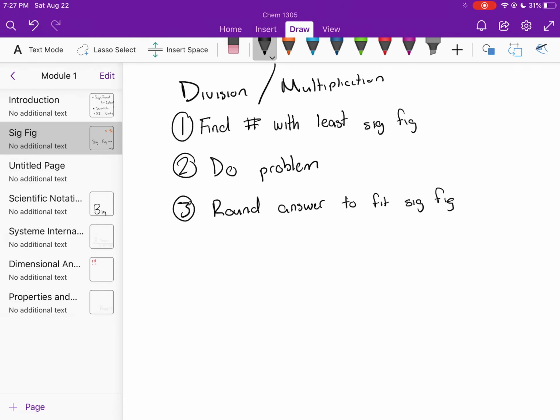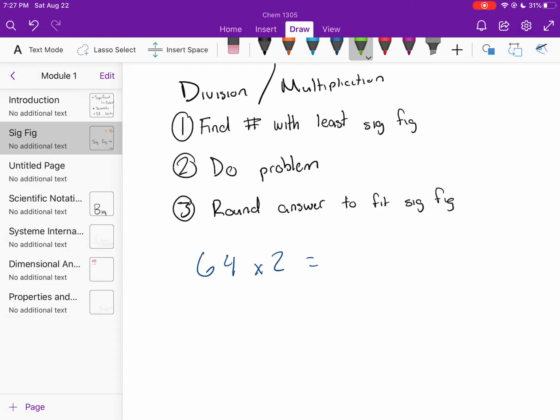So find the number with the least amount of significant figures, do the problem as normal, and then you round the answer to fit the significant figures. Pretty simple stuff, right? This is kind of tricky when you do it at first, but let's do it. So 64 times 2. Don't get ahead of me. Let's do the steps first.